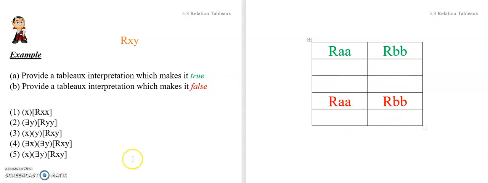Okay, so once again, in this case, the only thing you're going to need is RAA and RBB. So this structure is going to stay the same, but you need at least one thing that loves itself. Well, to make that true, we could have this situation, we could have them both, or just this one. That will make the sentence true. To make it false that at least one thing loves itself, we need them both not loving themselves. So we would have to do this for the false interpretation of 2.